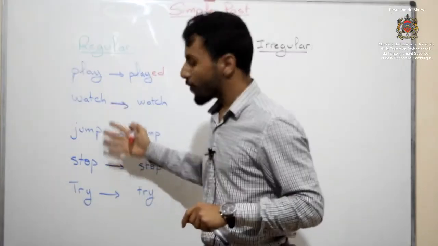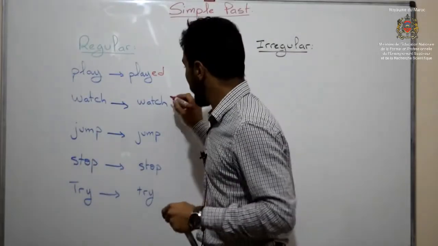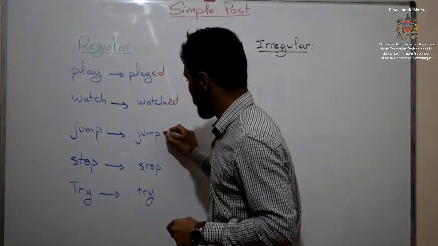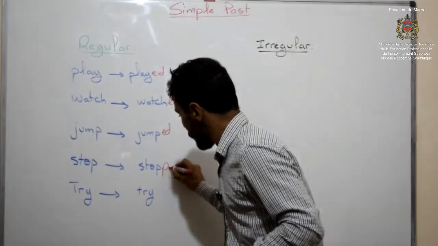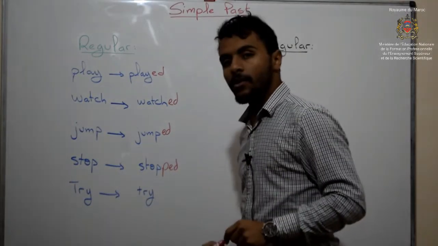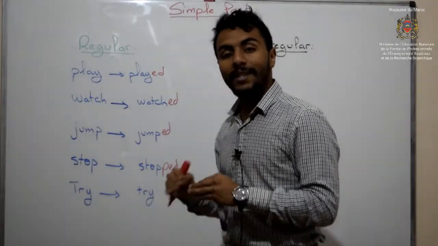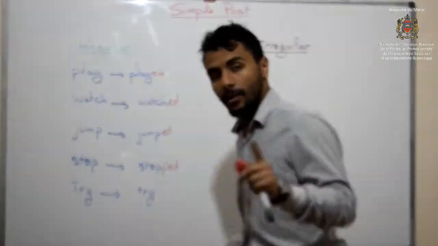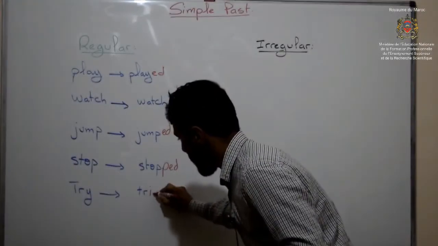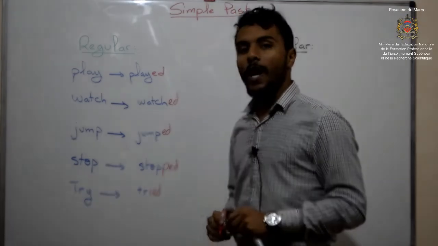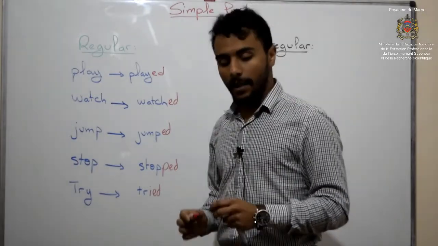So the following 5 examples are regular verbs to which you have to add ed. Jump, jumped. Stop, look at this. Stopped. Now, as you can see, there is a double P. Well, we will explain this in the last part. Try, look at this too. Tried. As you can see, Y changed to I, and then we added ed.